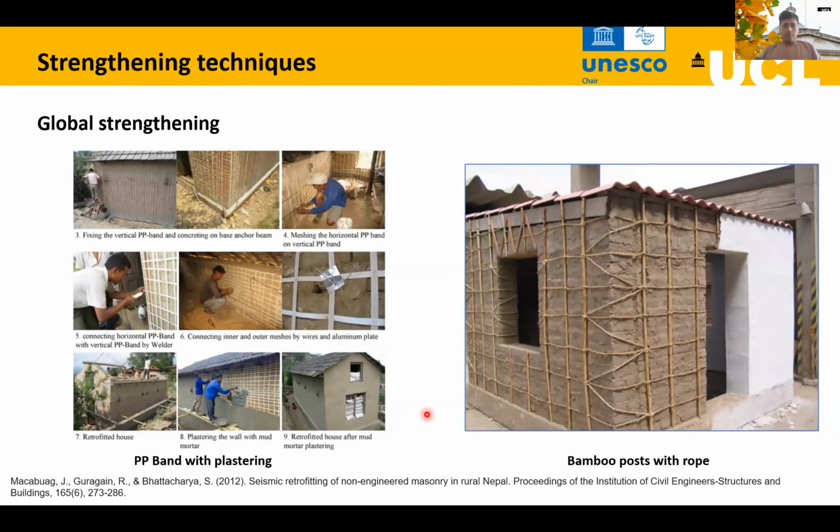In terms of global strengthening, these are low cost practices, as you can see, PP bands and so on on adobe buildings. So PP bands, a mesh all over the wall faces, and then plastering also using mud. And on your right, you can see some bamboo vertical elements, and they are used to support the rope joints so that the rope binds all the walls together. In low strength adobe or rammed earth structures, these vertical bamboo posts also to some extent impart lateral resistance.